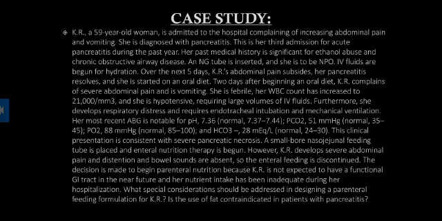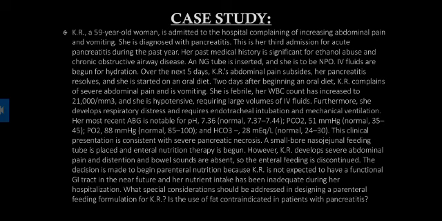Over the next 5 days, KR's abdominal pain subsides. Her pancreatitis resolves and she is started on an oral diet. Two days after beginning an oral diet, KR complains of severe abdominal pain and is vomiting. She is febrile, her WBC count has increased to 21,000 per mm cube and she is hypotensive, requiring a large volume of IV fluids. Furthermore, she develops respiratory distress requiring endotracheal intubation and mechanical ventilation.